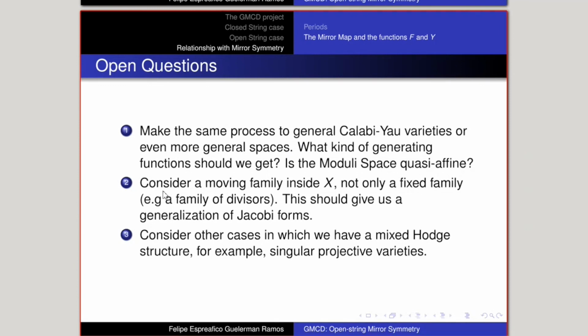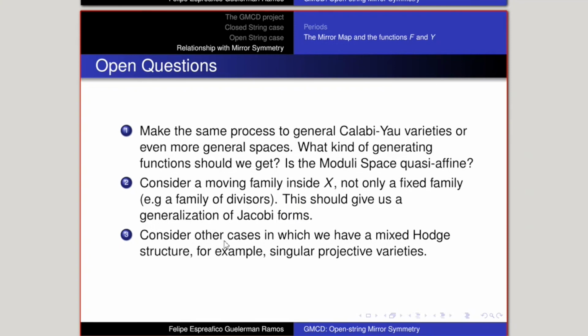Another idea is to consider a moving family inside X, not only a fixed family. And this should give us a generalization of Jacobi forms. So there would be two variables. And also, this is interesting physically. I mean, there are articles in which physicists derive Picard-Fuchs equations in this case. So this may be very interesting.